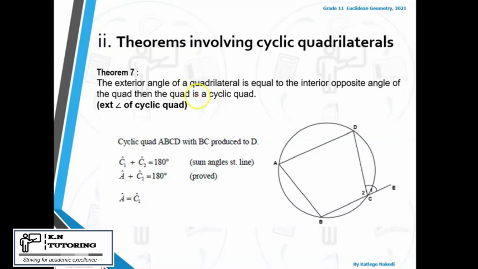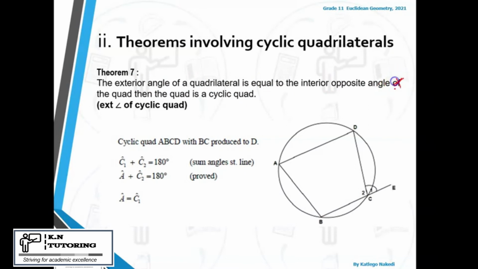Oh, this one is my favorite. I love this one. It says the exterior angle of a quadrilateral is equal to the interior opposite angle of the quad. Then the quad is a cyclic quad. Okay, this part is really not necessary. The exterior angle of a quadrilateral is equal to the interior opposite angle. That's where you need to end.